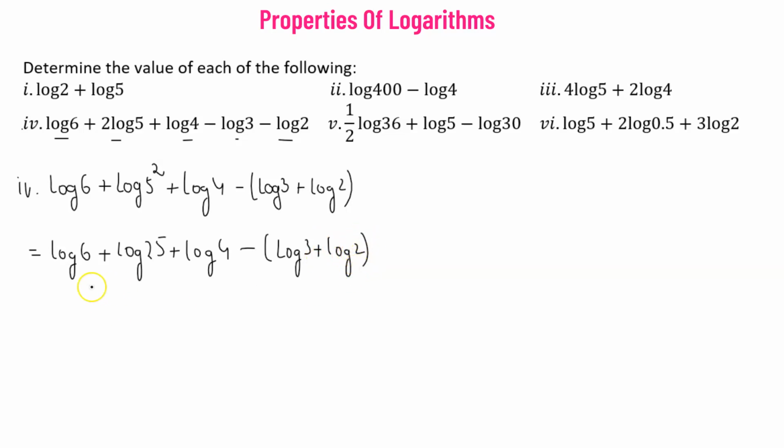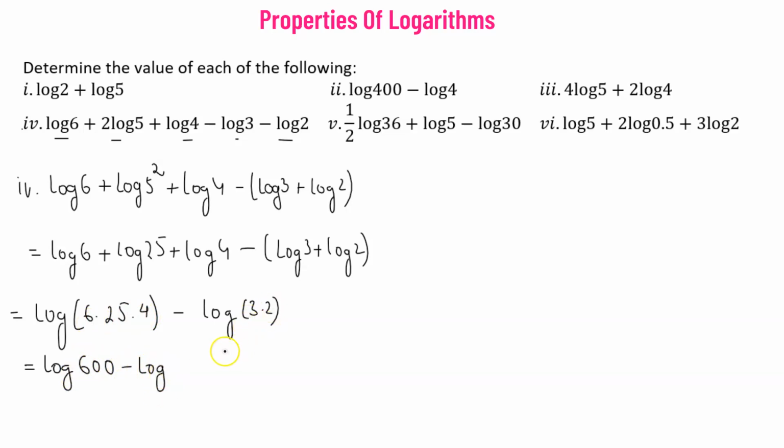We'll use the property that log of a plus log of b plus log of c equals log of a, which is 6, times b, which is 25, times c, minus log of 3 times 2. So this equals log of, 25 times 4 is 100, 100 times 6 will be 600, minus log of 3 times 2, which is 6. Then combining these two logarithms, we will have log of 600 divided by 6, so this is log of 100.